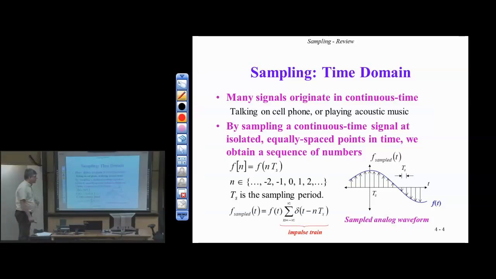If we sample a continuous time signal at isolated, equally spaced points in time, we obtain a sequence of numbers. So we can look at the sampling process in two ways. One is to return a discrete time signal of just the amplitude values of the signal taken at these integer multiples of the sampling time. So just visually here, if I have my f of t signal here, and this is purple, we're going with purple here.